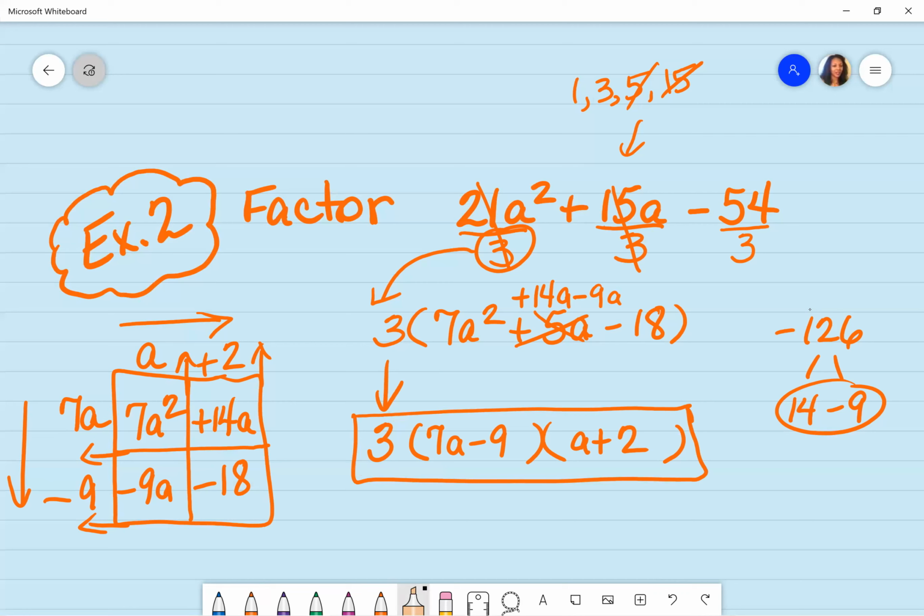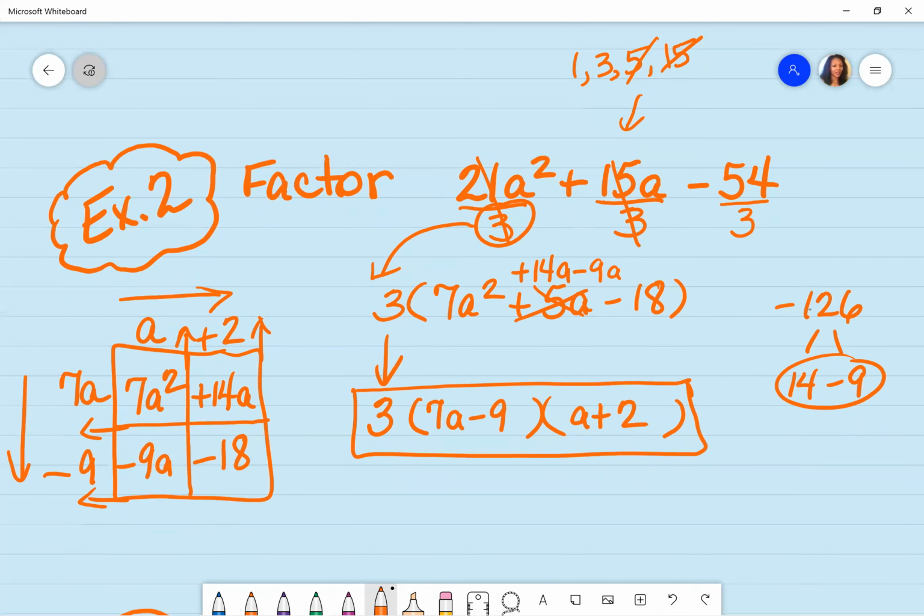That is part of your answer, because if you did not, we'll just say with it, if you multiplied this out, 3 times 7a is 21a times another a is 21a squared. That's what we started with. So if you just see 7a times a, that is not 21a squared. So that should tell you you're missing something.